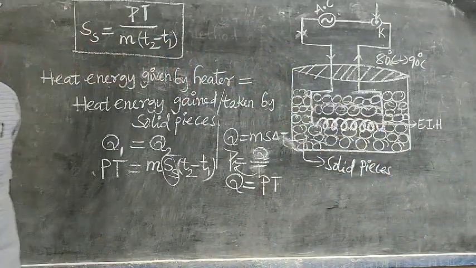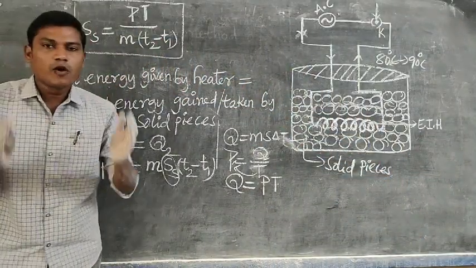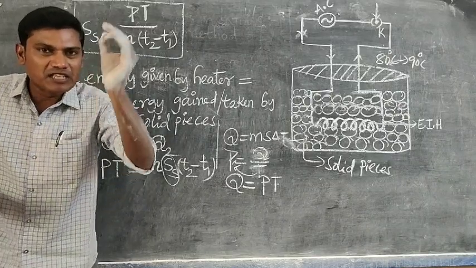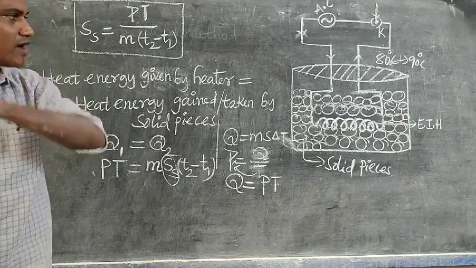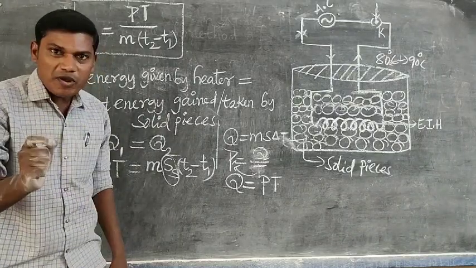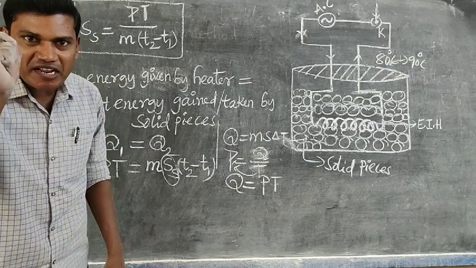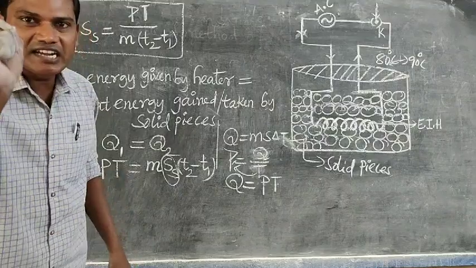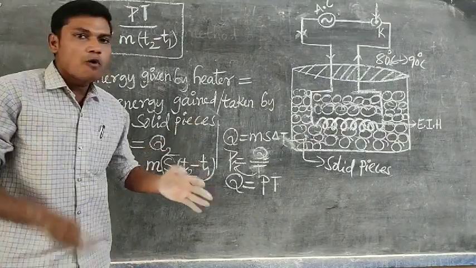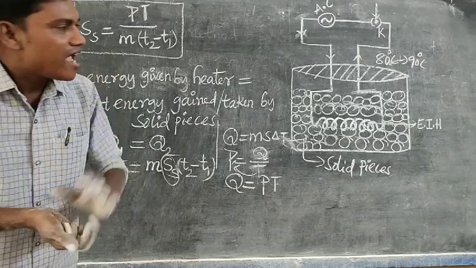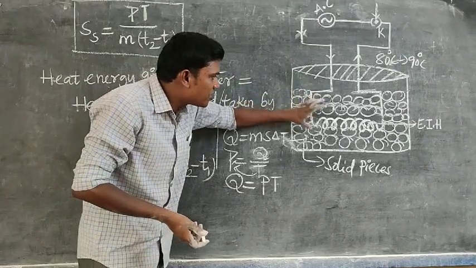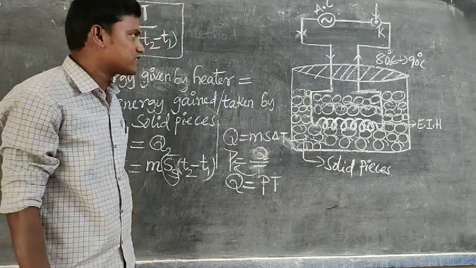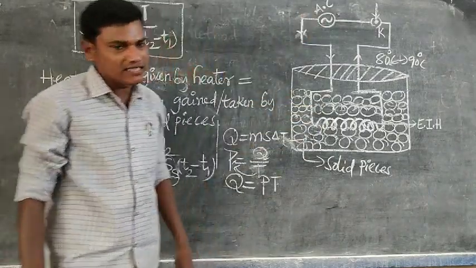Once again listen very carefully. First of all we take some given solid pieces and measure its mass by using the weighing balance and note it in grams. Next, we take a thermometer. The thermometer is placed in the solid pieces and we note its initial temperature, that is T1 degree Celsius. Now we take a known power electric immersion heater. This immersion heater we completely place inside, between the solid pieces, and connect it to the AC supply.